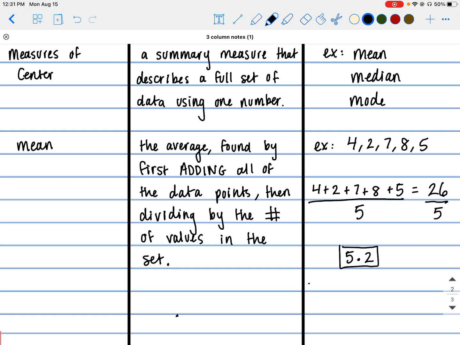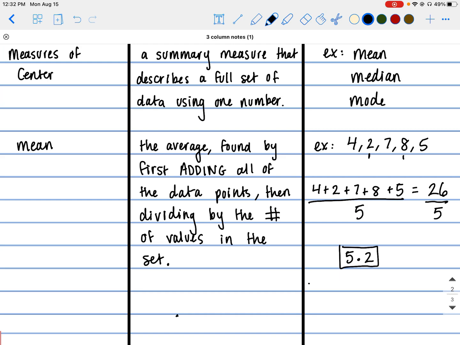All right, and my measure of center should fall somewhere within this set. So notice how 2 is the lowest and 8 is the highest. Is 5.2 in between 2 and 8? Yes, it is. So I can be confident I didn't make a mistake because remember, your measure of center should fall somewhere within your set. If you ever get a measure of center that's smaller than the smallest number or bigger than the biggest number, you know you made a mistake somewhere because it's a measure of center. It needs to fall somewhere within your set.